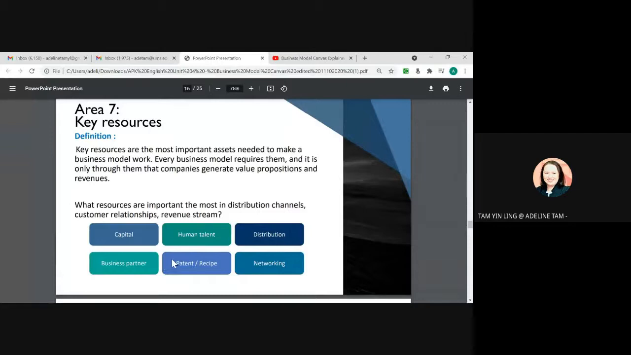Sometimes it happens that in the past, some groups found people who can help them to do consultation, so they created a diet consultation company. But they are too young to do consultation themselves, so they got a professional dietitian to help them do the consultation. So business partner, and networking if you have experience in this. So these are all the resources that you can have.